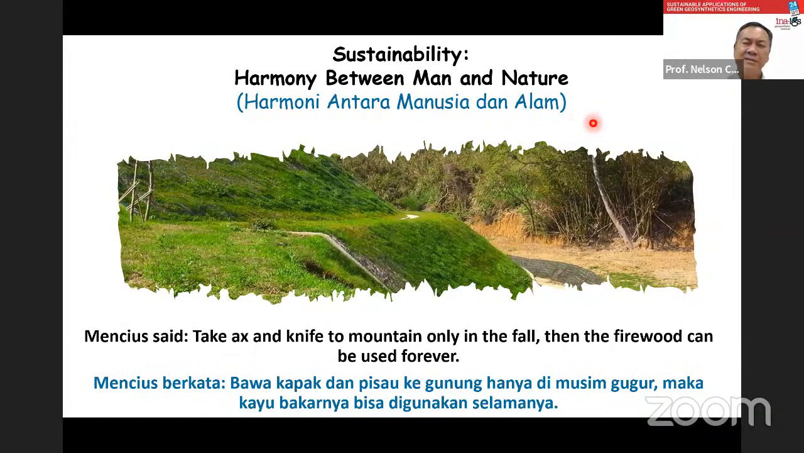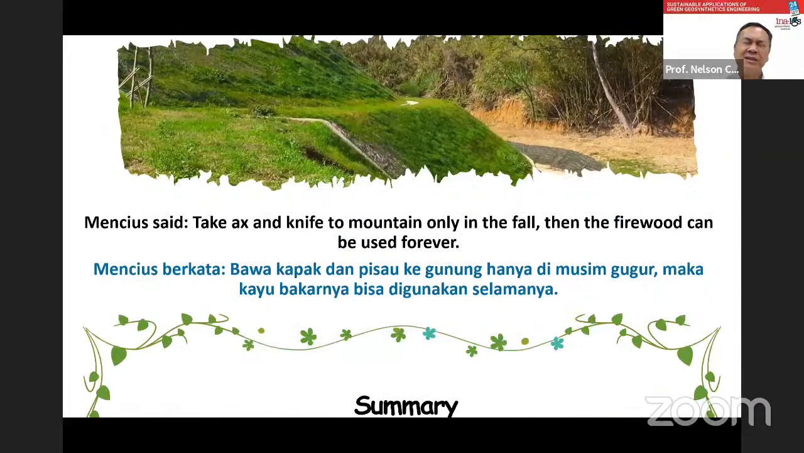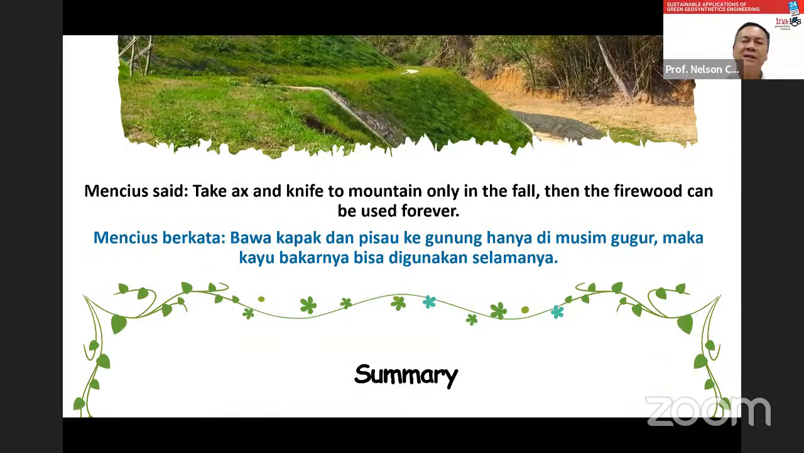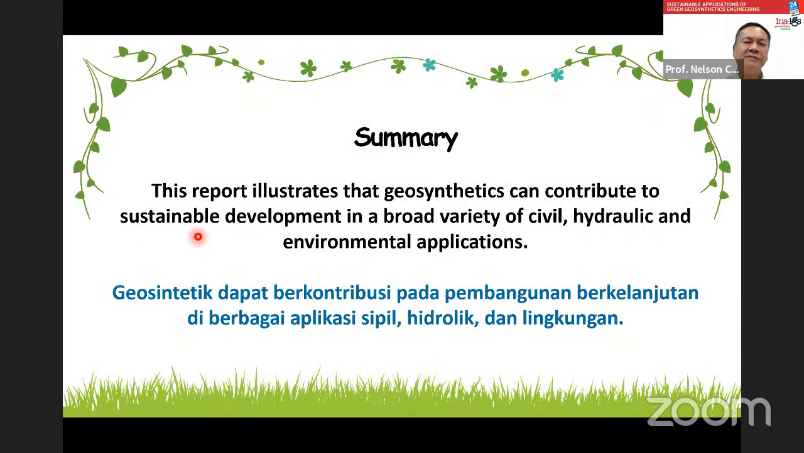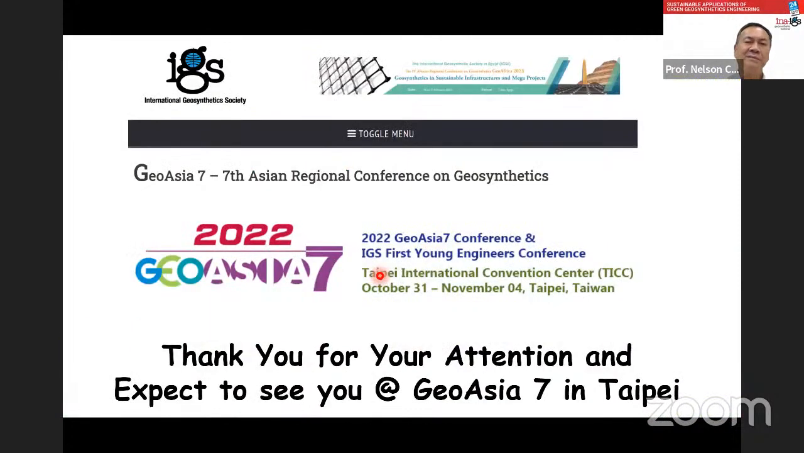By using this concept, we can allow the geosynthetic usage. It can contribute to sustainable development in a very broad area of civil engineering, hydraulic engineering, and environmental applications. So this is my summary. The last page, but not least.